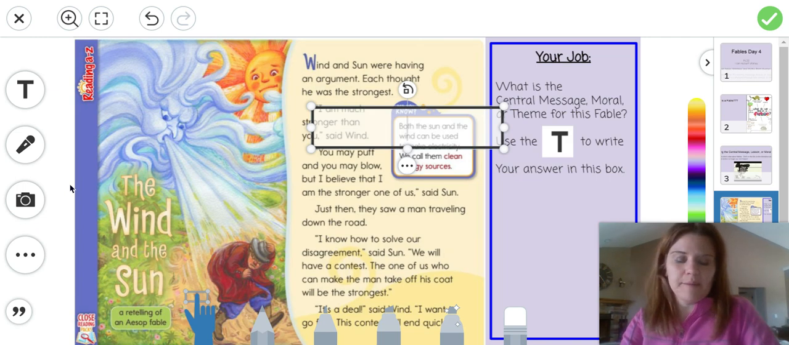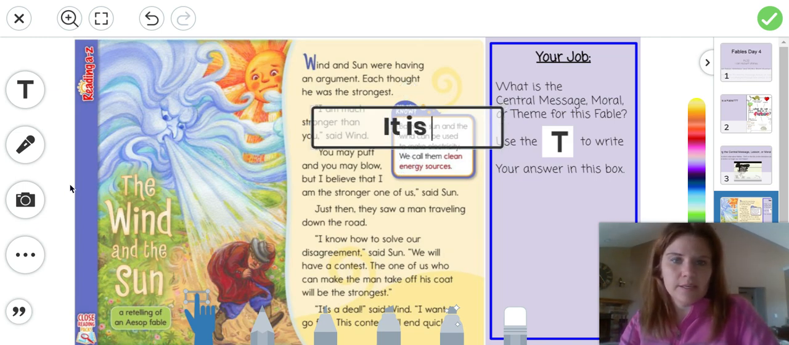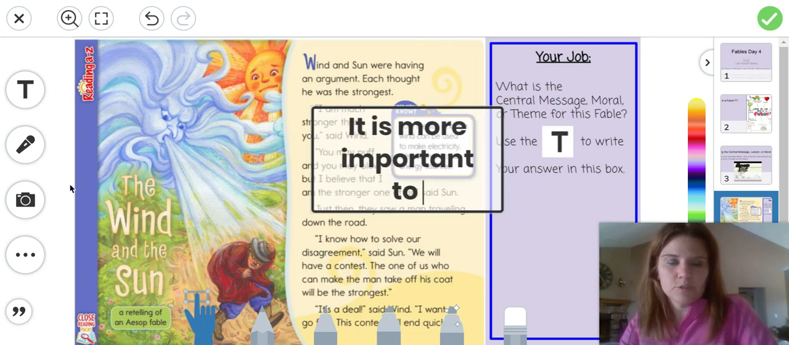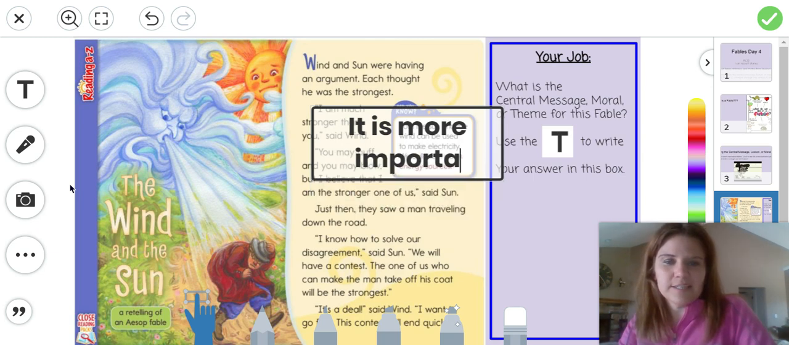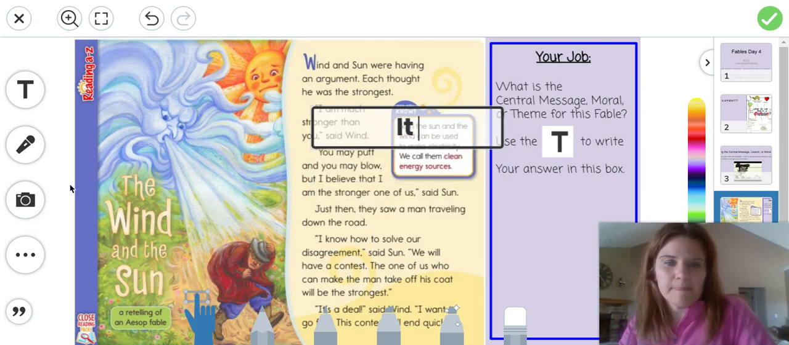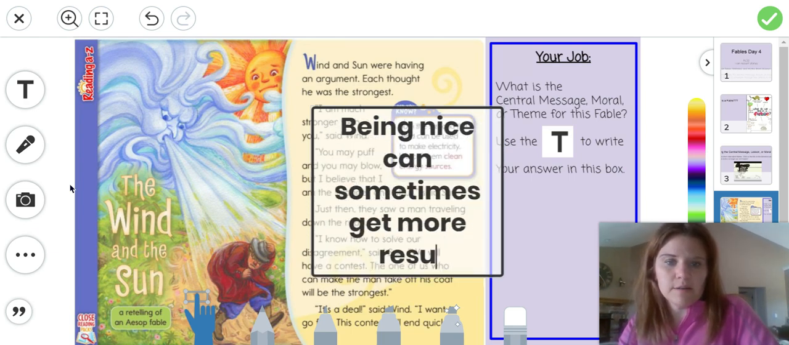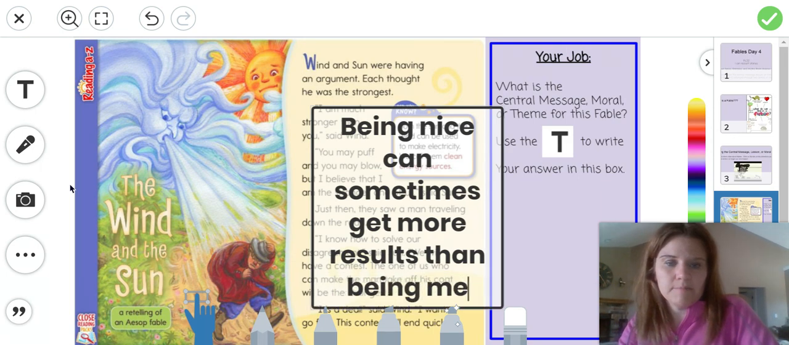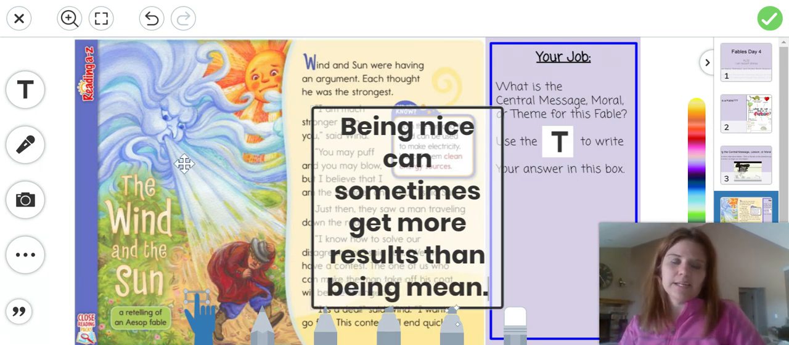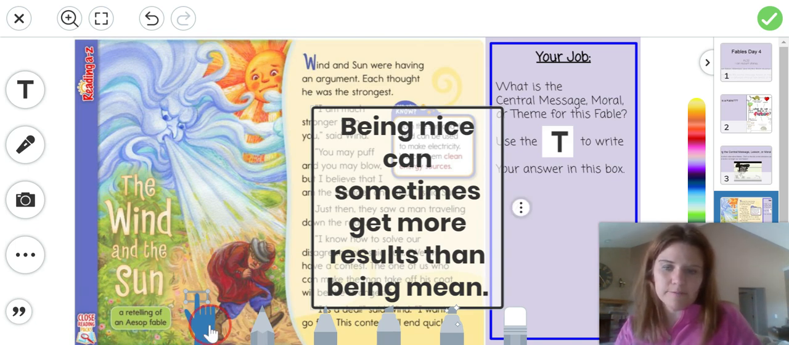So I'm going to say it is more important to be, how do I say this? Being nice can sometimes get more results than being mean. And it's not really like the sun was being nice and the wind was being mean, but I think that's kind of the picture that they were trying to paint for us.